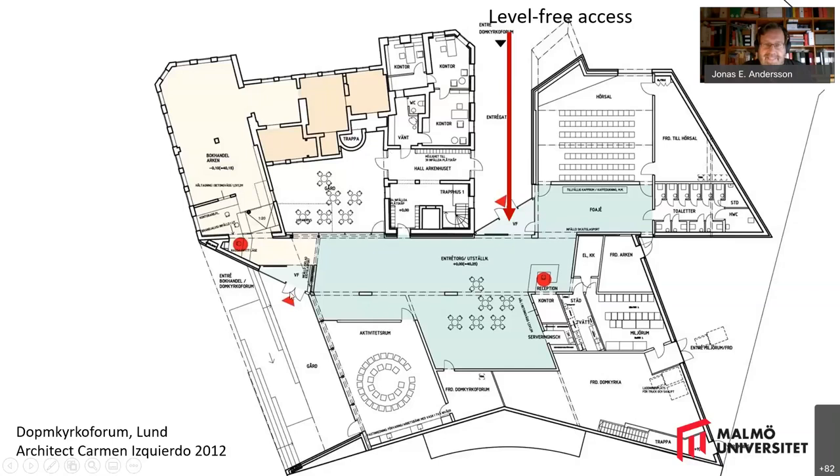You also have the gradient question, that here you have a ramp and you enter the ramp from this point. And here you will need a turning space of at least 150 by 150 when it comes to the Swedish requirements. You also will need another space for turning your wheelchair up here, 150 by 150, in order to make a U-turn to enter the zero level and then being able to go inside the visit center.